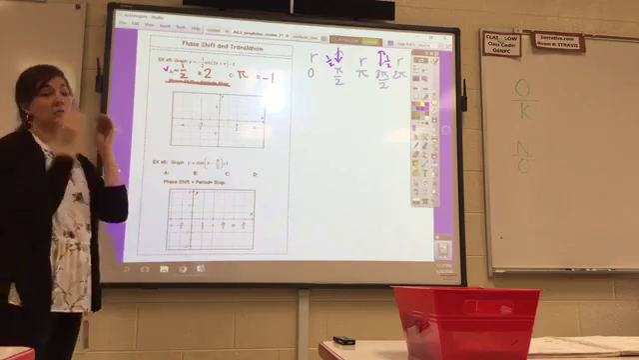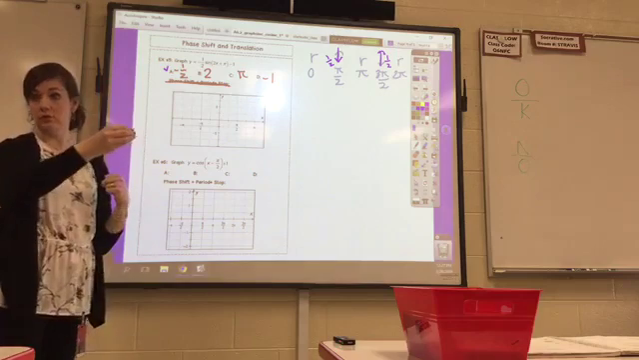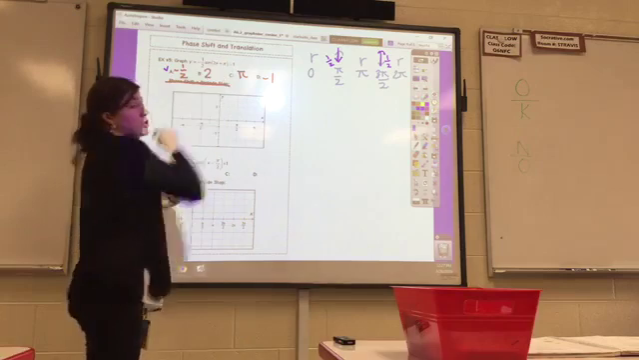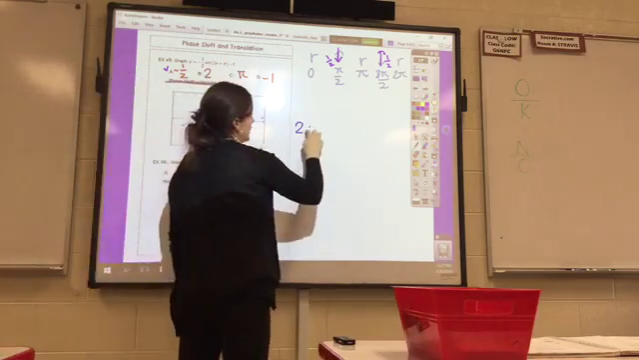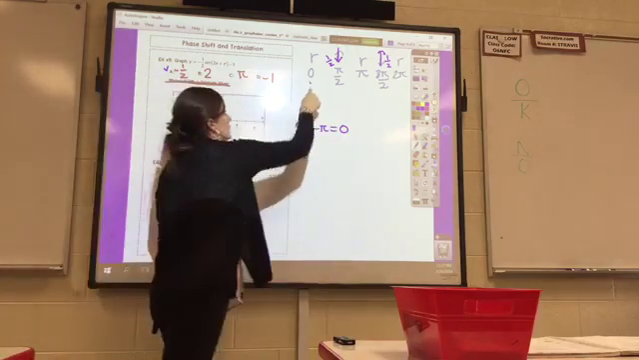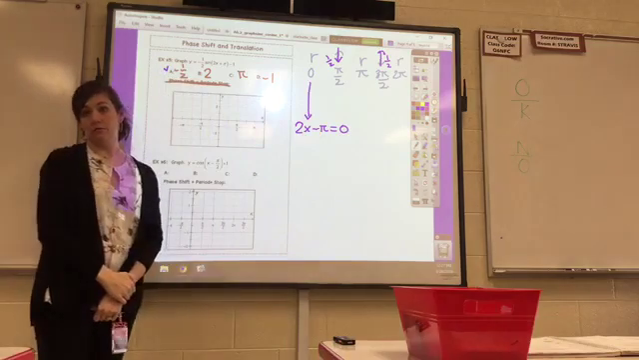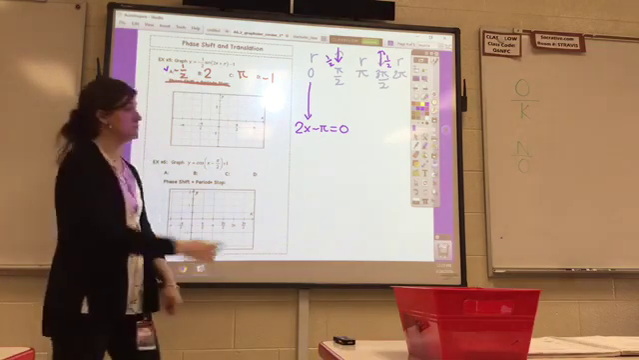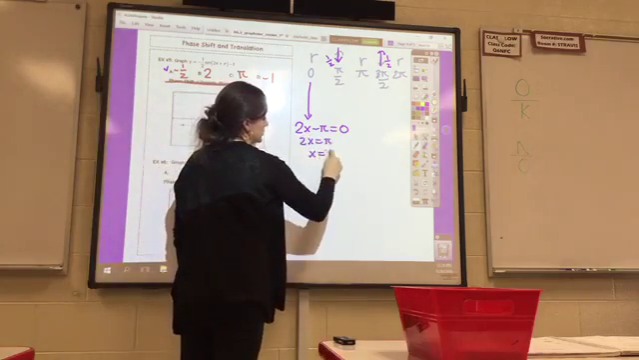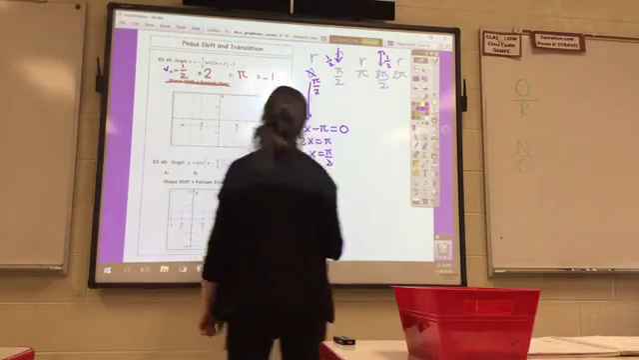Now, here, remember when I showed you the problem earlier where I wrote out 1/2 x equals 0 to show you why it was a multiply by 2? Essentially that's what we're doing right here. 2x minus pi equals 0. That's for this one. So what is x going to be now? Pi over 2. So if I solve for x, I would be adding pi and dividing by 2. So my new spot is at pi over 2.